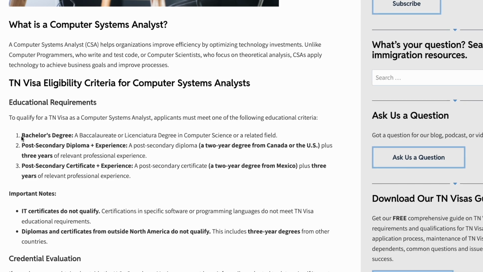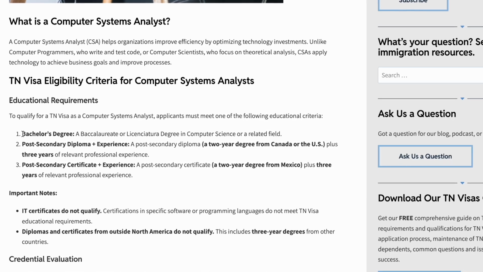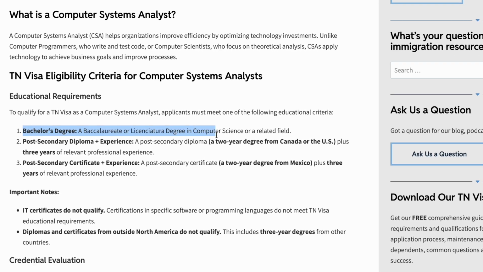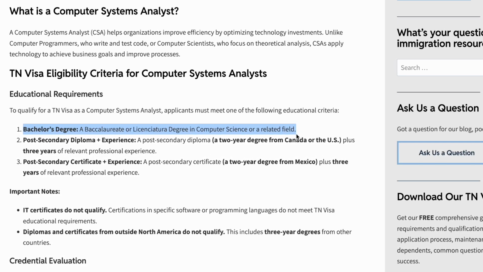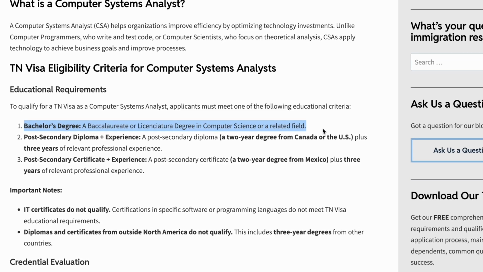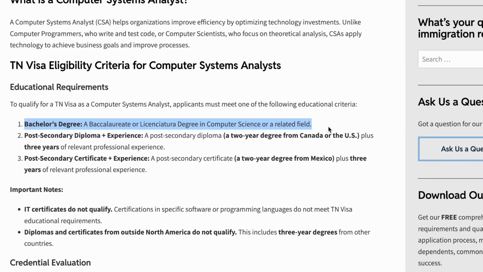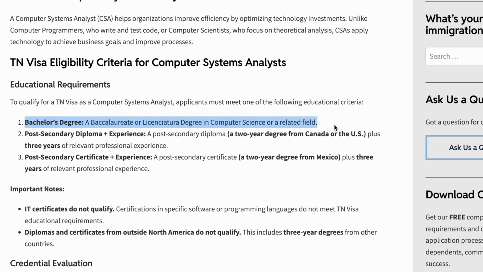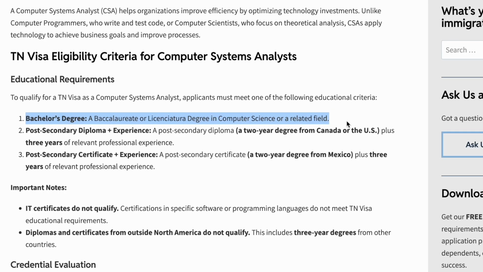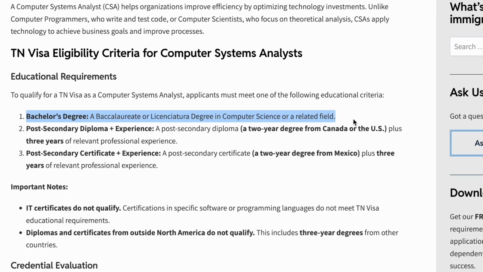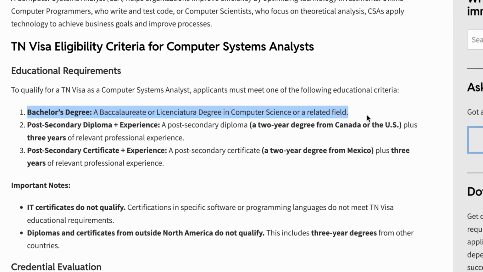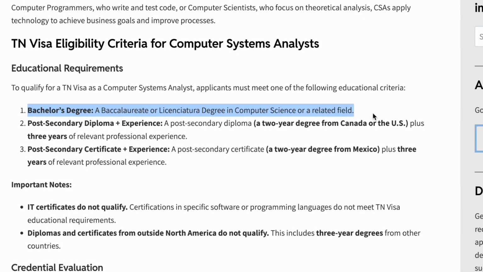You can qualify, and the most straightforward way to qualify is the first one, and that is if you have a bachelor's degree in computer science or a related field. Very important that this is a 4-year degree that is equivalent to a U.S. 4-year degree. So if you were educated outside of North America and you received a degree, and that degree is a 3-year degree, it may not qualify you for a TN visa as a computer systems analyst.